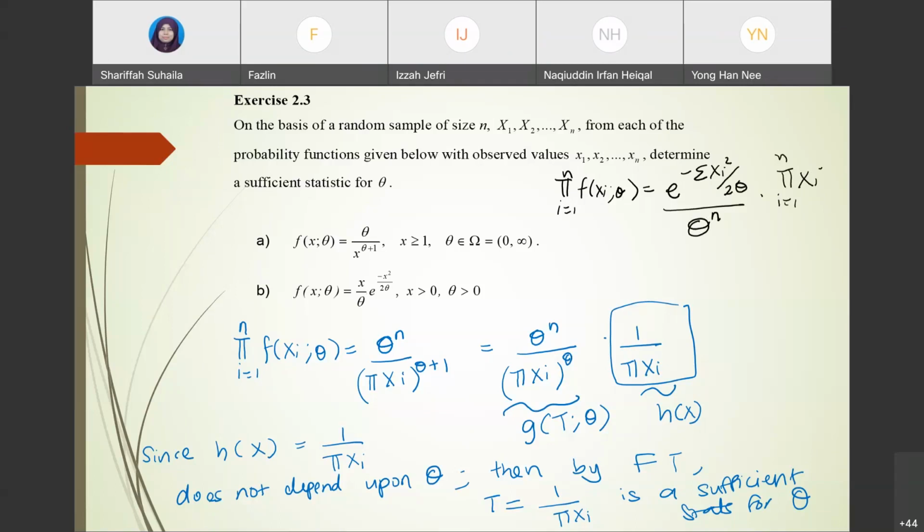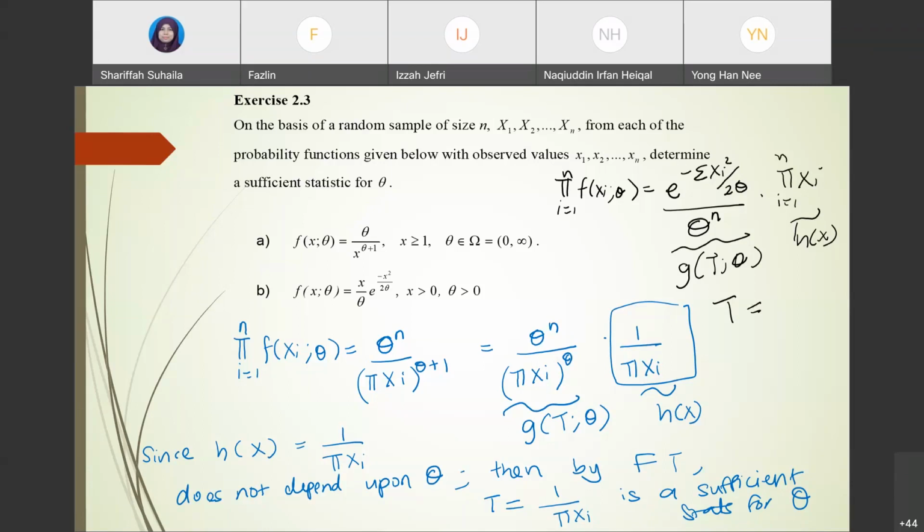Yang tadi theta, theta to the power n, exponential ke atas kuasa, dia akan jadi negative summation xi square over 2 theta. Okay, so ini pun dah siap dalam bentuk g(T; theta), this is your h(x). Okay, so your h(x) does not depend upon theta. So sekarang T kamu apa? What is your sufficient statistic? Apa dia punya sufficient statistic dia?